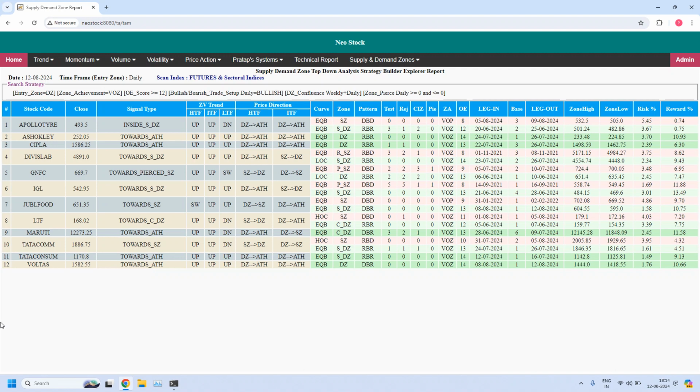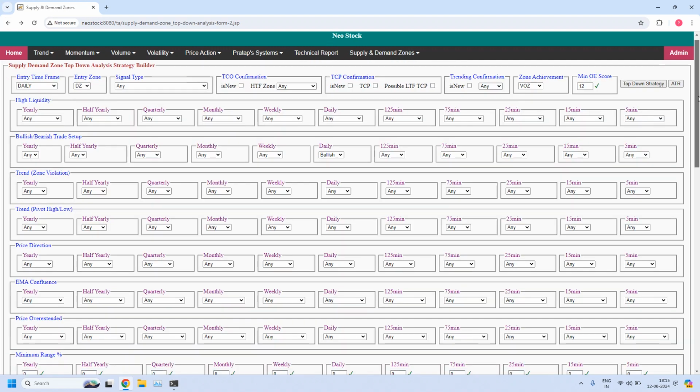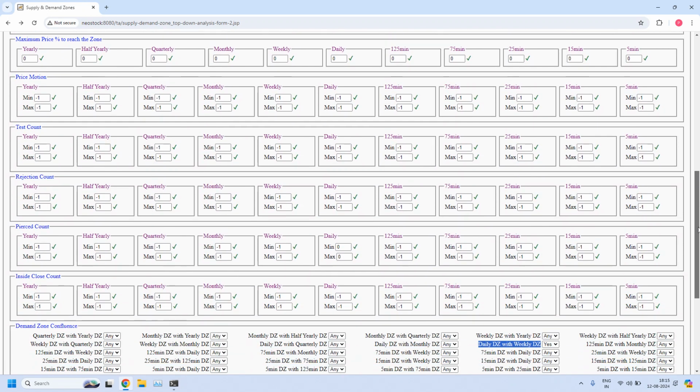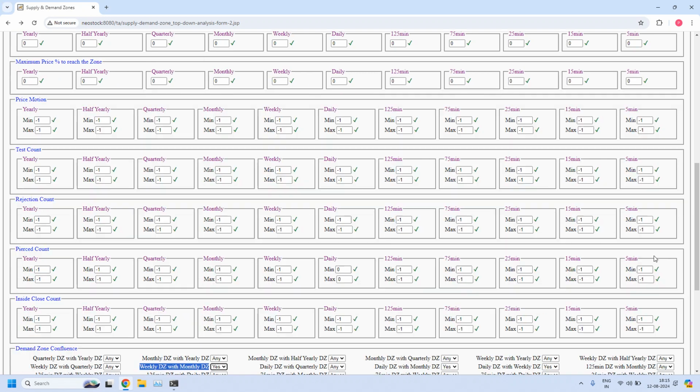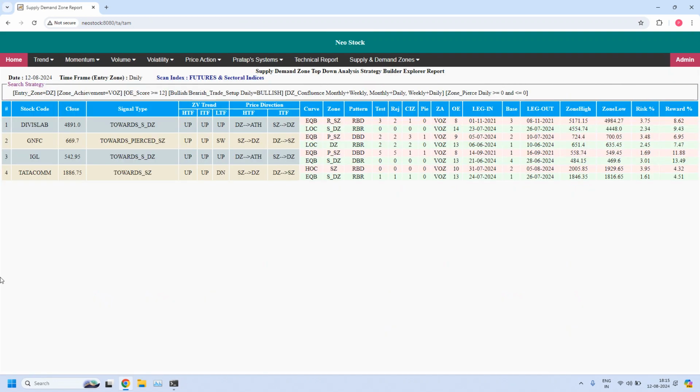Now let us check how many of these 12 are again having confluence with even HTF. HTF is monthly. Daily, weekly, monthly confluence. So daily demand zone with monthly confluence also enabled, and weekly demand zone with monthly confluence also enabled. With all the three confluence, 4 stocks are filtered. From 12, 4 stocks are even having confluence with monthly time frame. That is what you can identify here.